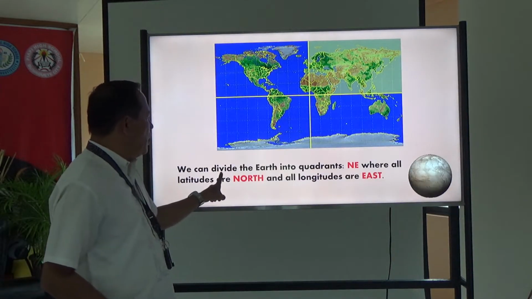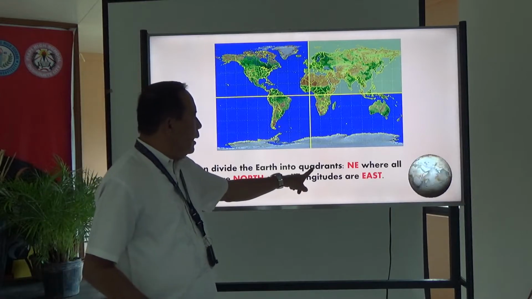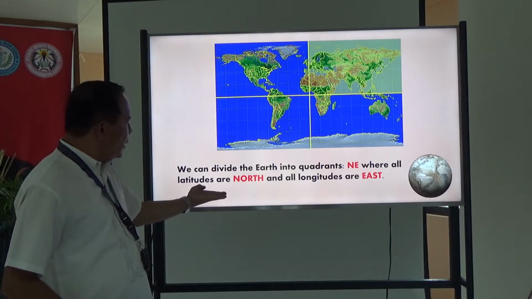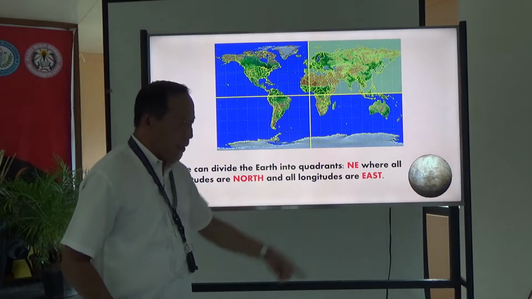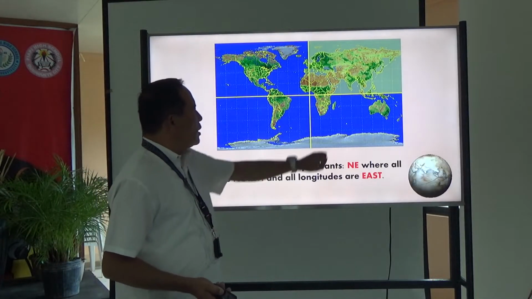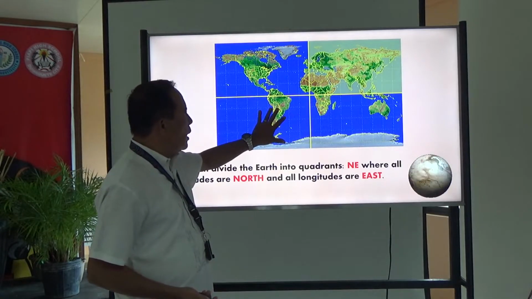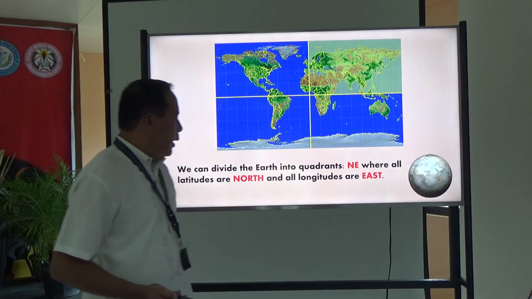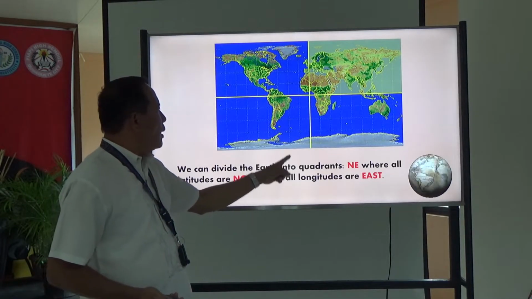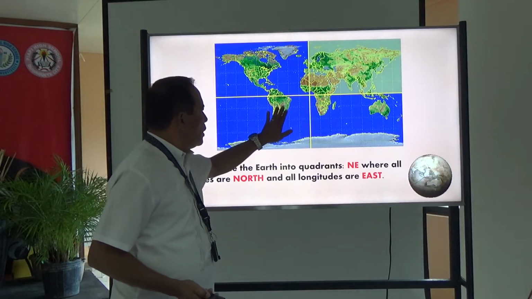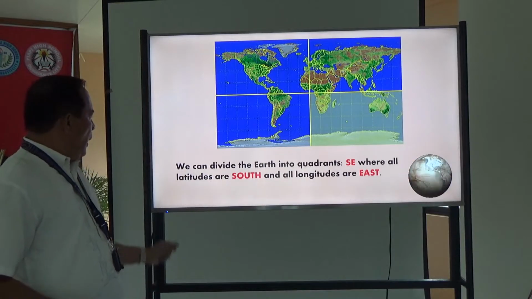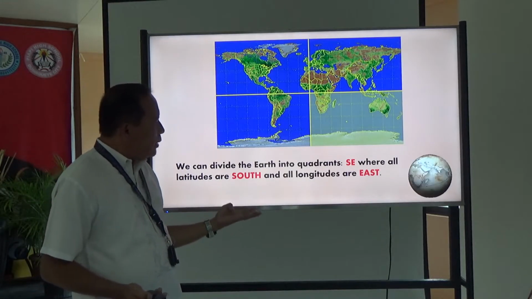We can divide the Earth into quadrants. This is northeast, where all latitudes are north and all longitudes are east. That's exactly the same as the typical map that I showed you. This is the first quadrant, the second quadrant, the third, and the fourth quadrants. Okay, and as mentioned here, we can divide the Earth into quadrants. Quadrant 1, quadrant 2, 3, and 4.